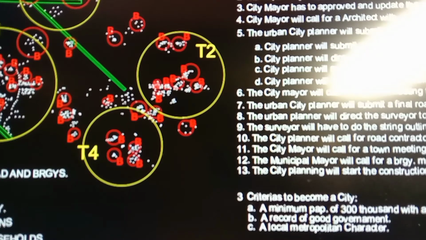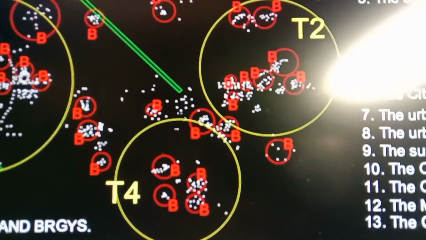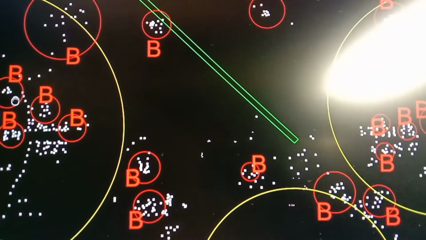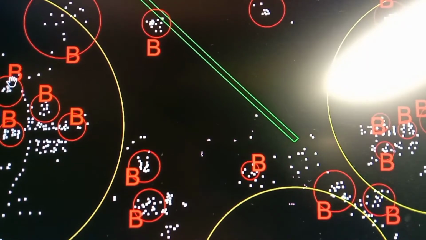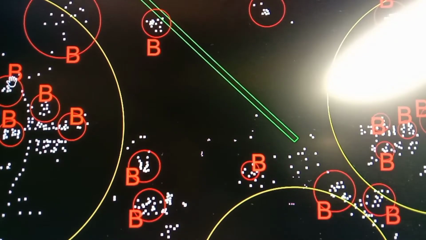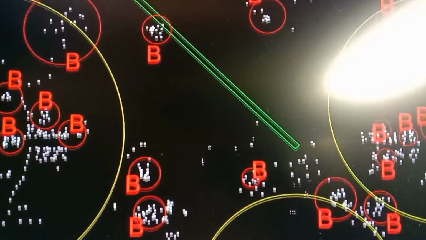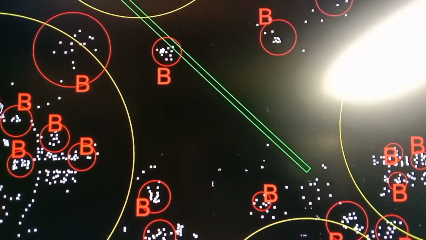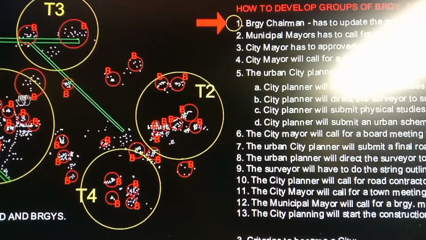So if this is the highway, just look at the people around here. They are just building their own houses anyhow without following the designs. So as you said, barangays are being grouped without following the city planning. So what are the city planners doing?